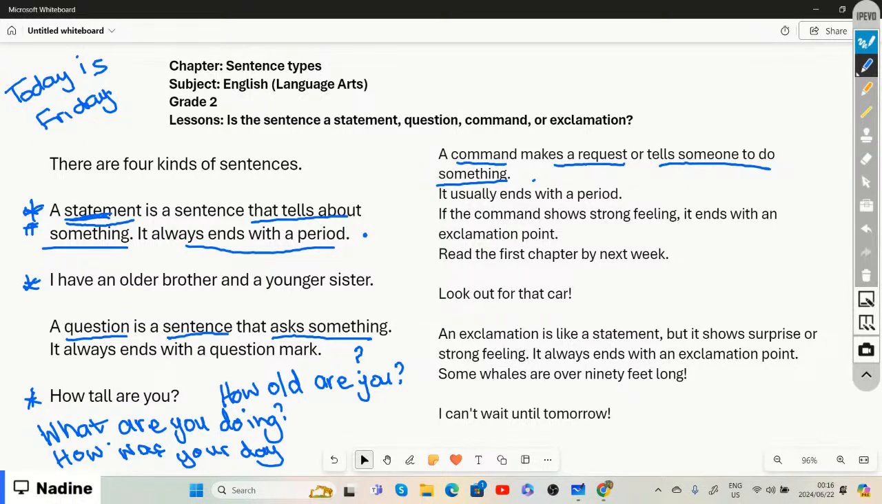Because they are not forcing you to do it. That is not what a command is, right? They're not demanding you to do something, but it's just a command where a request is being made and you're telling someone to do something. And we see the command usually ends with a period. Then we also have another command that ends with an exclamation point, right? And that command shows strong feeling, right? And that one ends with an exclamation point.